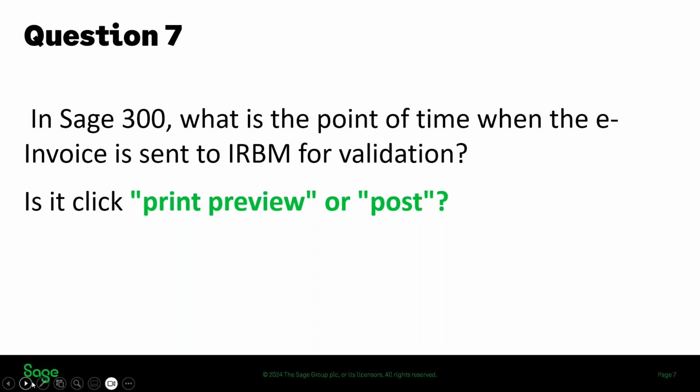In Sage 300, what is the point in time when the invoice is sent to IRBM for validation? Is it click print to view or post? Let me answer that. The validation happens when you come into the e-invoicing module and hit send. It is not done at the time when the invoice gets printed or previewed. It is a separate process that you have to go through for that.